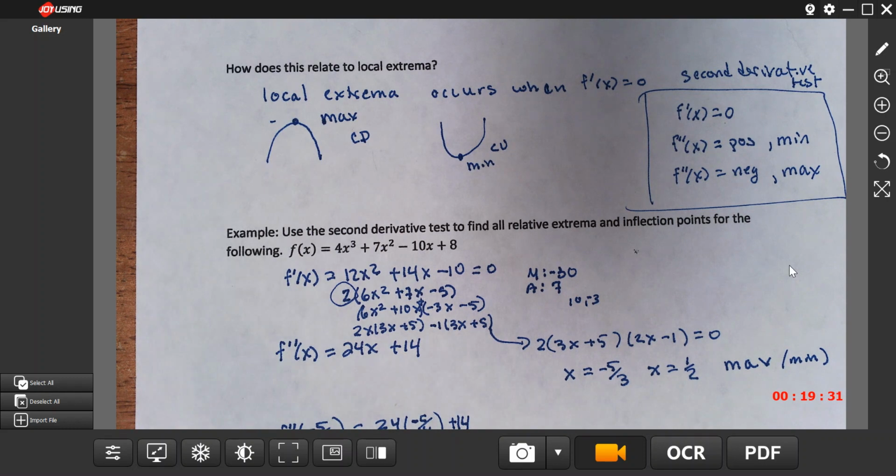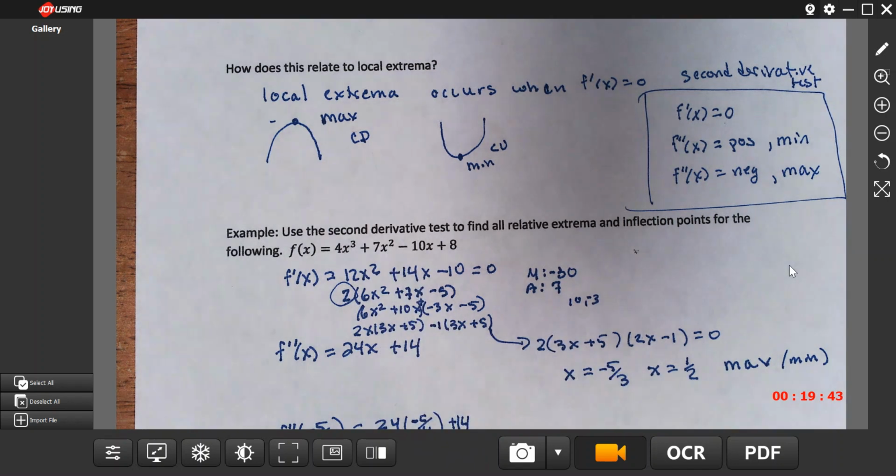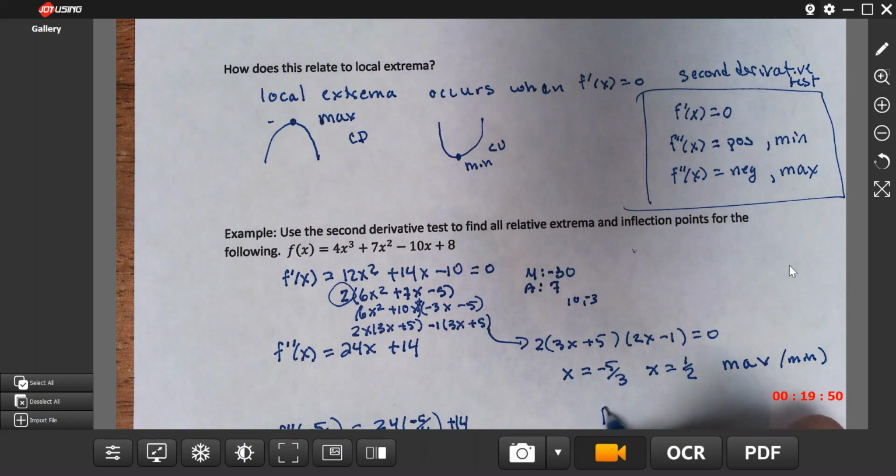And what is the y-coordinate of the maximum? So I'm going to negative 5/3, and then I'm going to plug that value into the function up here, and I'm going to do that on my calculator, and I find that it's approximately 25.6. So that's my maximum. And now I'm going to plug 1/2 into the second derivative.